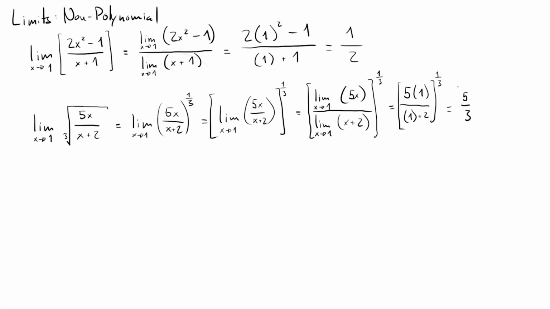And if we want to give it as an answer that was the same way that it was given to us, we can change this back into the third root. So our answer for this limit is the third root of 5 over 3. Okay? Let's do one more example here.